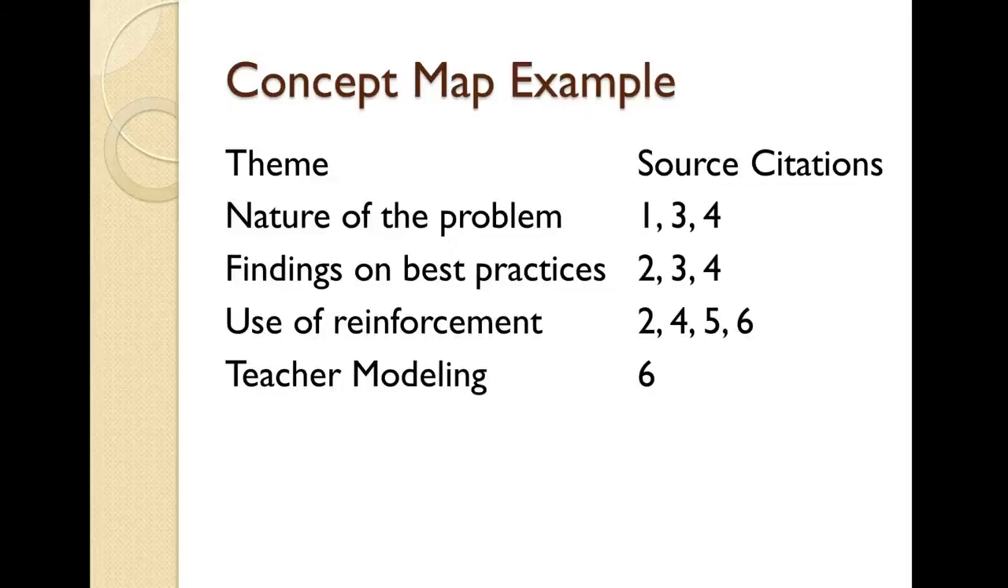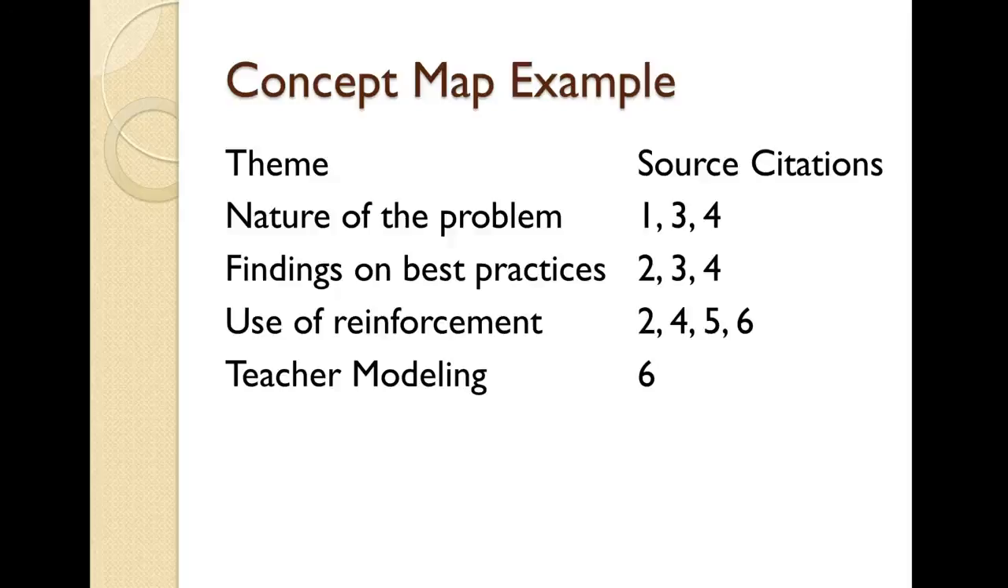So I determined that I have 4 themes: the nature of the problem, the findings on best practices, the use of reinforcement, and teacher modeling. For each of these 4 ideas, I have different citations and different pieces of literature to which I refer. So when I write my thematic literature review, I may have 4 large paragraphs in my entire literature review section. The first would talk about the nature of the problem. The second paragraph would talk about best practices around this problem. The third paragraph would talk about the use of reinforcement, and the fourth paragraph would talk about teacher modeling.